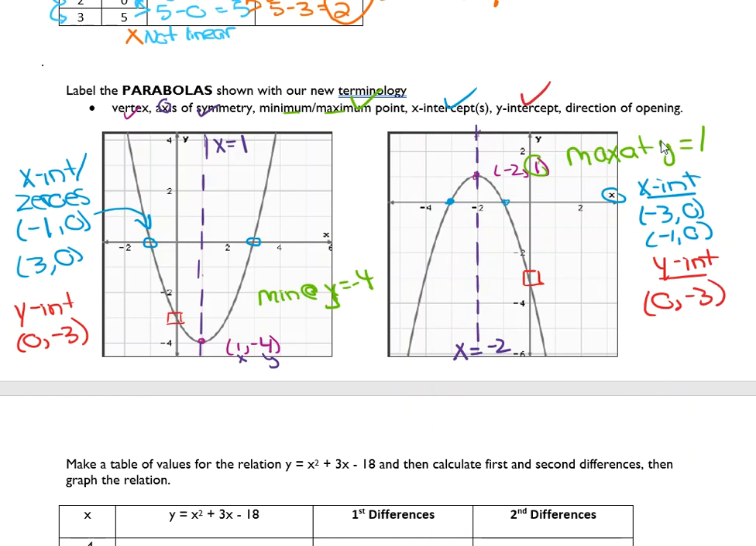Y-intercept is done. Last one is direction of opening. Direction of opening means you look for the open part. The open part of this graph is up here, between here and here. So the opening is at the top, which means the parabola opens up. The opening is facing up. So this one opens up, and the other parabola opens down. Any of these pieces that you've forgotten, you need to go back and look at the video from 6.3 about the key features of parabolas, because we have already talked about all these. So that's the direction of the opening.